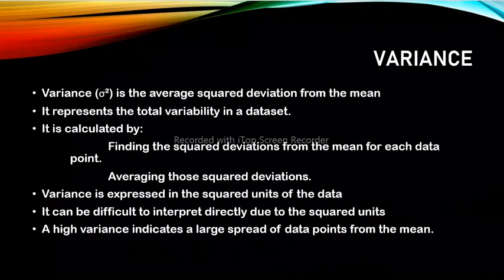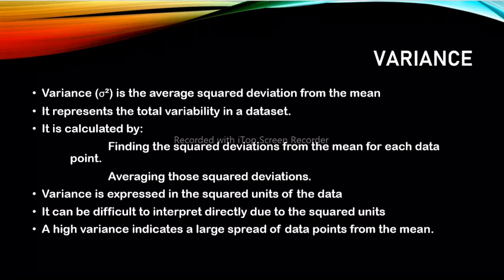Variance, represented by the symbol sigma square, is the most fundamental measure of spread. It captures the average squared deviation of each data point from the mean average of the dataset. In simpler terms, it tells us how much, on average, the data points differ from the central value.